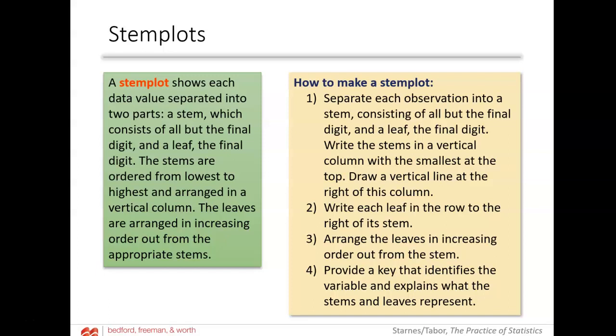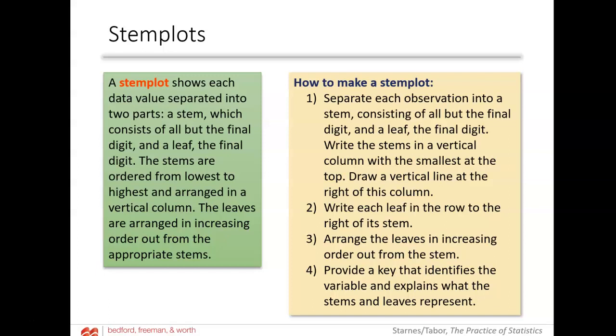All right, so I think we're still on day one. Hang with me. We're going to talk about stem plots. Stem plots show data values separated into two parts. They're very adorable. They're called stem and leaves. So a stem consists of all but the final digit, and a leaf is the final digit. So the stems are ordered from lowest to highest, arranged in a vertical column. Excuse me, I'm yawning. The leaves are arranged in increasing order out from the stem. So I'll show you an example in a moment.